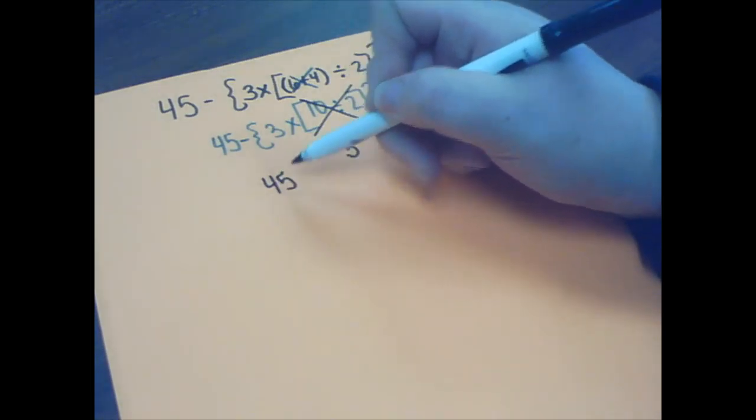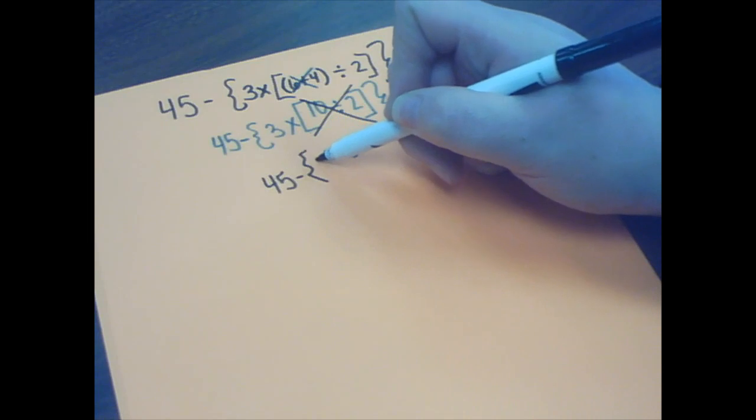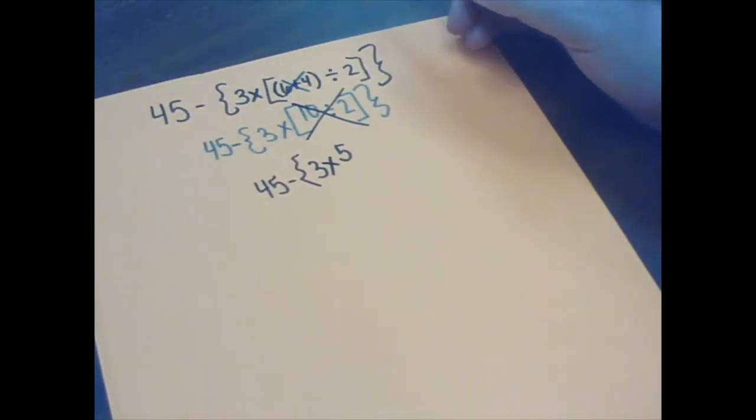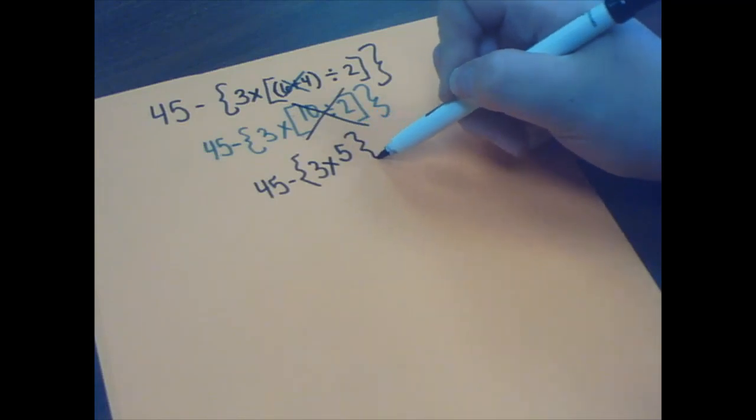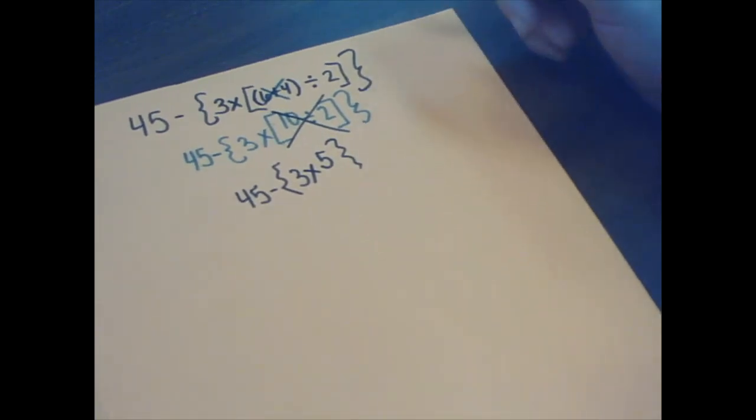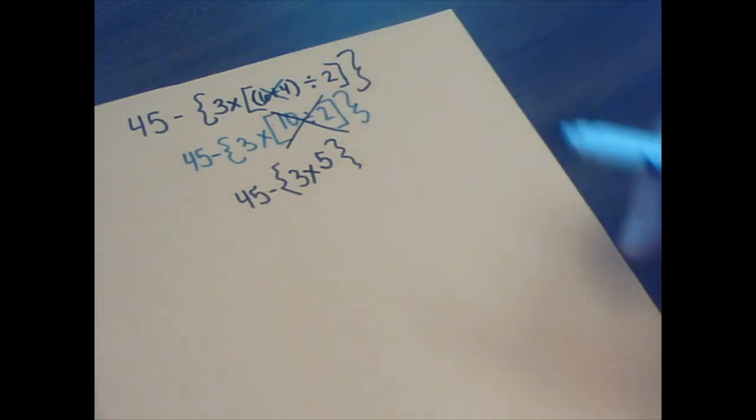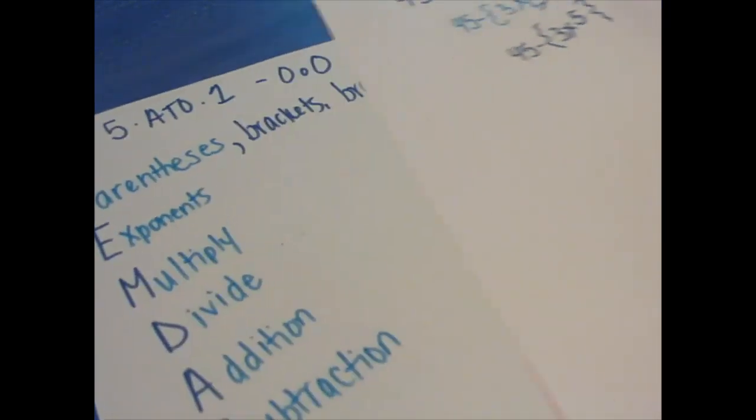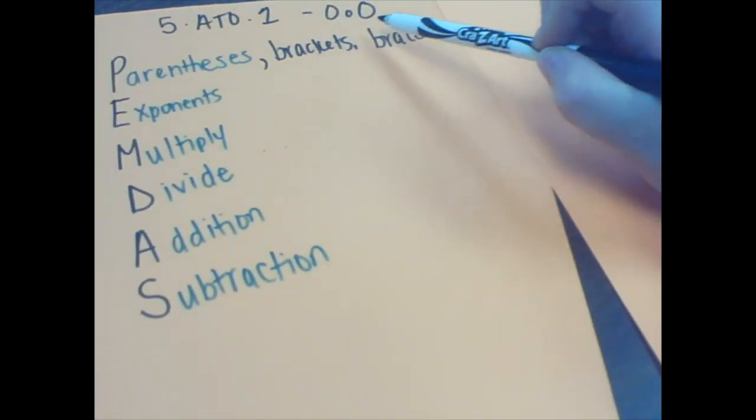I drop my 45 down, my minus sign. I drop my brace down. My 3 times comes down. And now my other brace. Okay. So the brackets are gone because it was 10 divided by 2. That's how I got my 5. Okay. So I did parentheses, brackets.